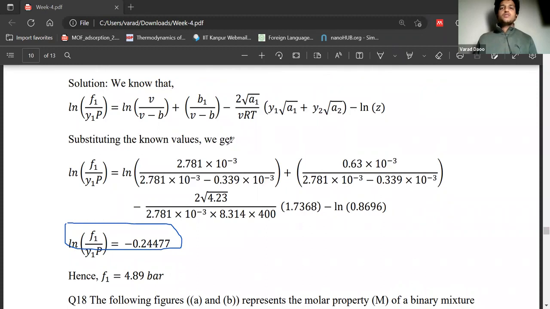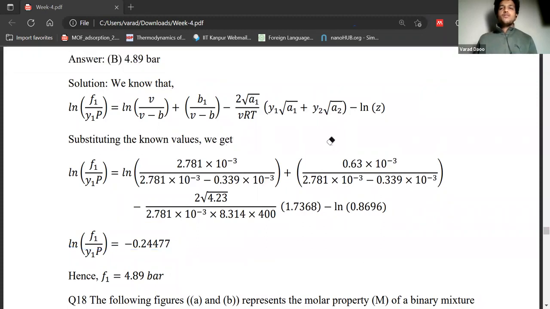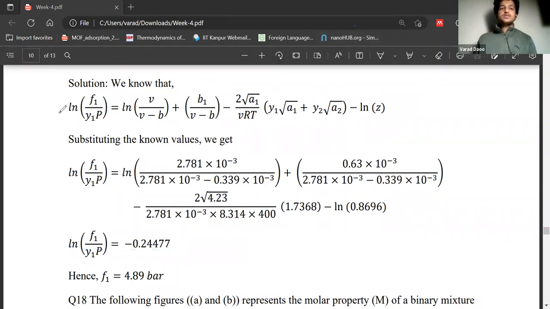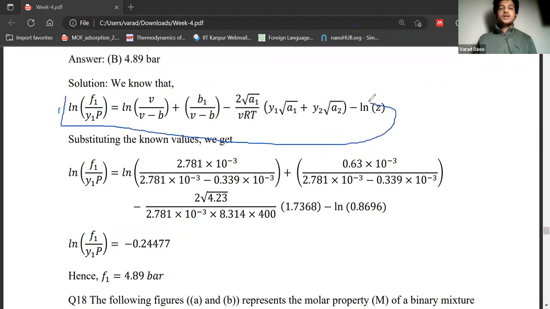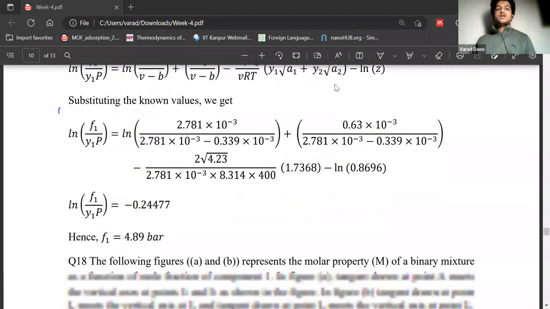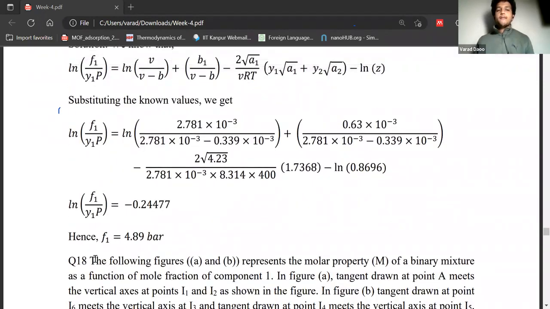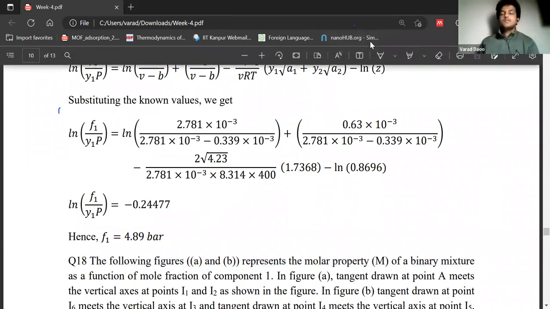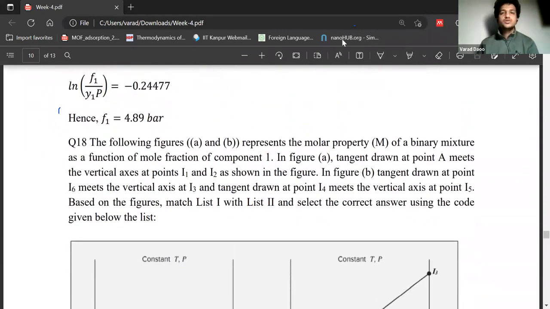So I'll give you a couple of minutes to write this expression down, and then afterwards you can try it at home. In the meantime, those who have finished writing can solve this question. We'll move on to the next question.